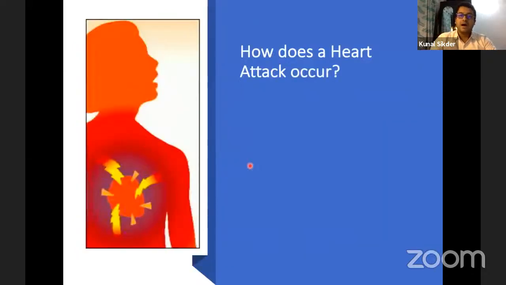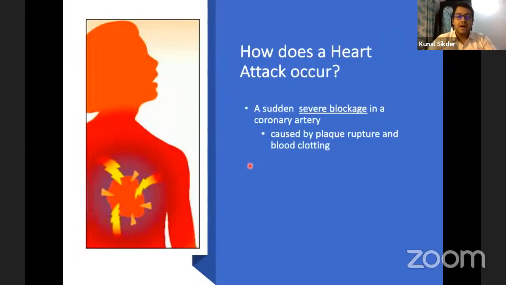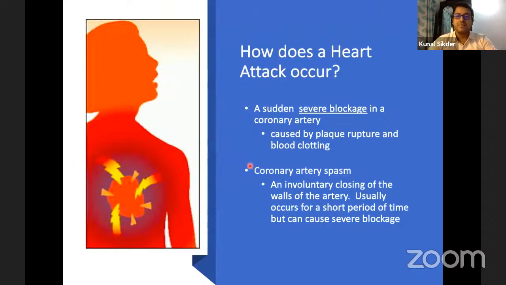So how does a heart attack occur? A heart attack is a sudden severe blockage in a coronary artery caused by plaque and rupture, and that forms blood clots. Coronary artery spasm is an involuntary closing of the walls of the artery that usually occurs for a short period of time, but can cause severe blockage.